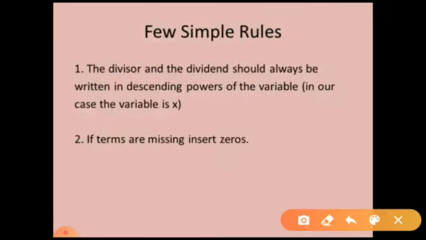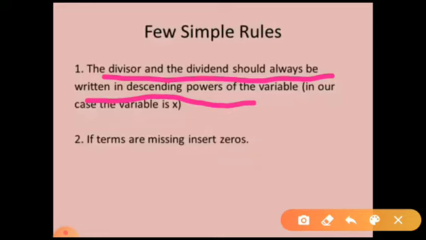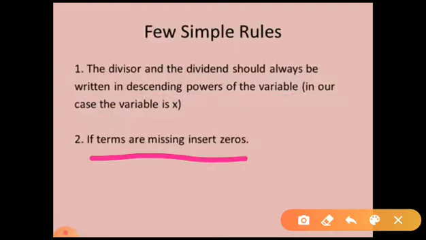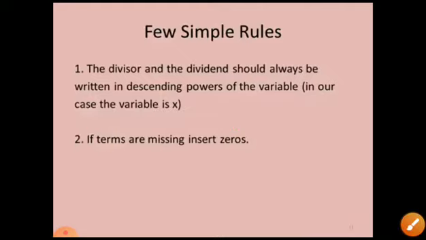So what were the simple rules that we have seen here for the division of polynomials? The divisor and the dividend should always be written in descending powers of the variable. In our case, the variable is what? X. And if terms are missing, insert 0. Okay, if any term is missing, you have to insert the 0.